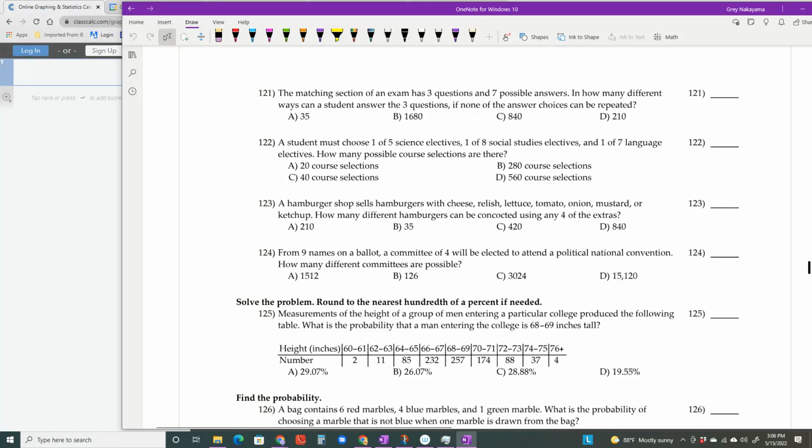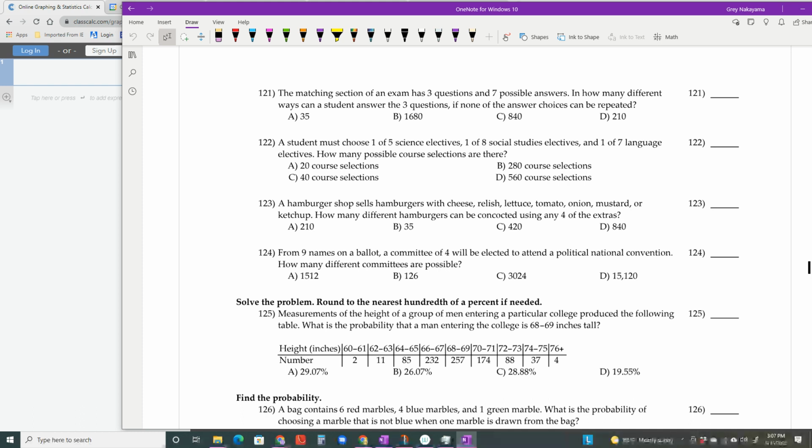Okay, this is second semester exam review part 5. The last 30 problems, number 121 to 150. Again, not teaching the material, showing you how to get the answer in the most efficient manner.